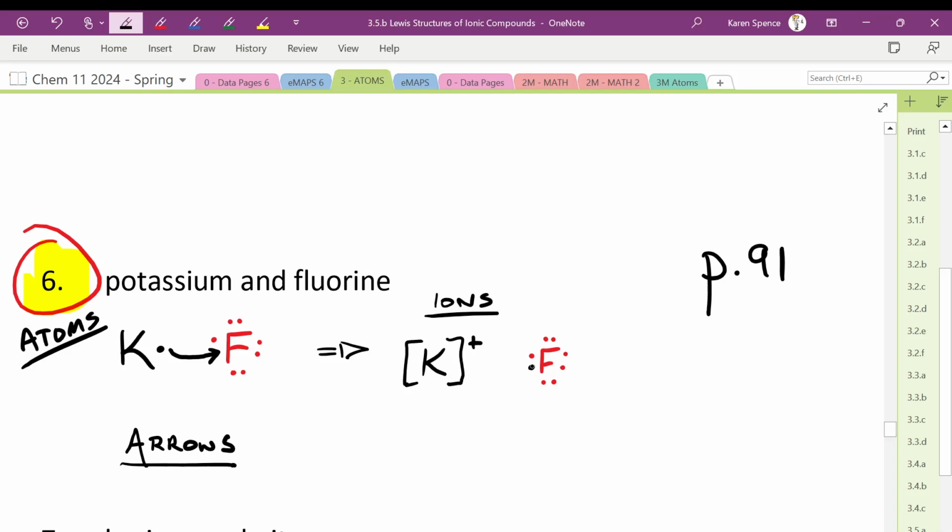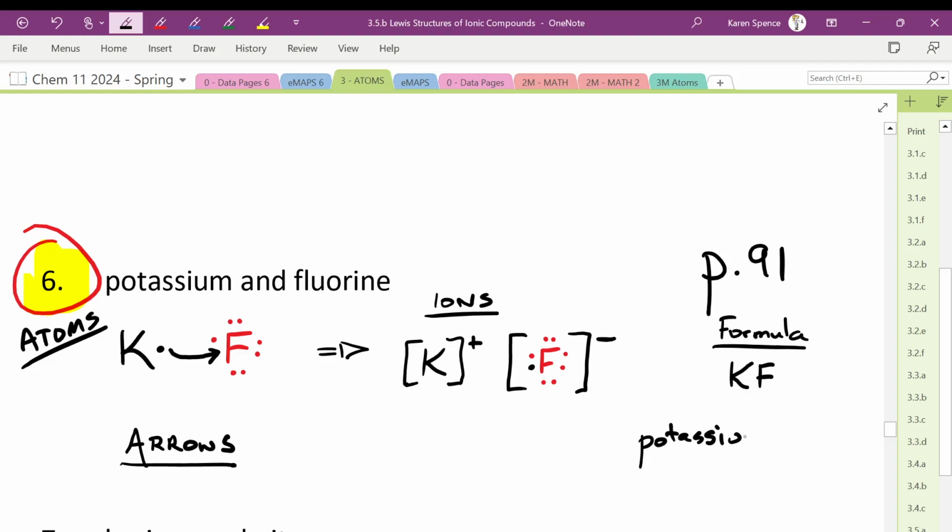And what does fluorine need? Brackets. And its charge. What is its charge? -1. All right, we're going to do a bunch more examples. Oh yeah, now we're going to write the formula. How many K's are there? 1. How many F's are there? 1. And what is the name of this compound?